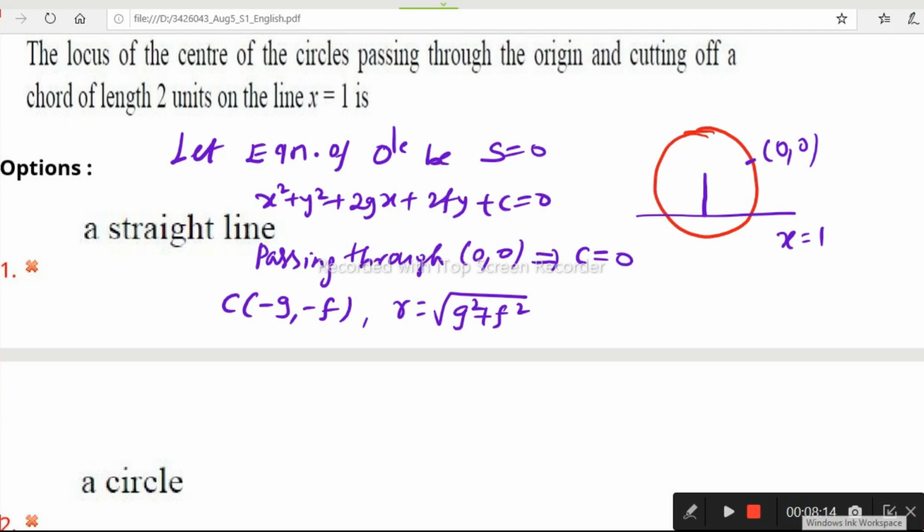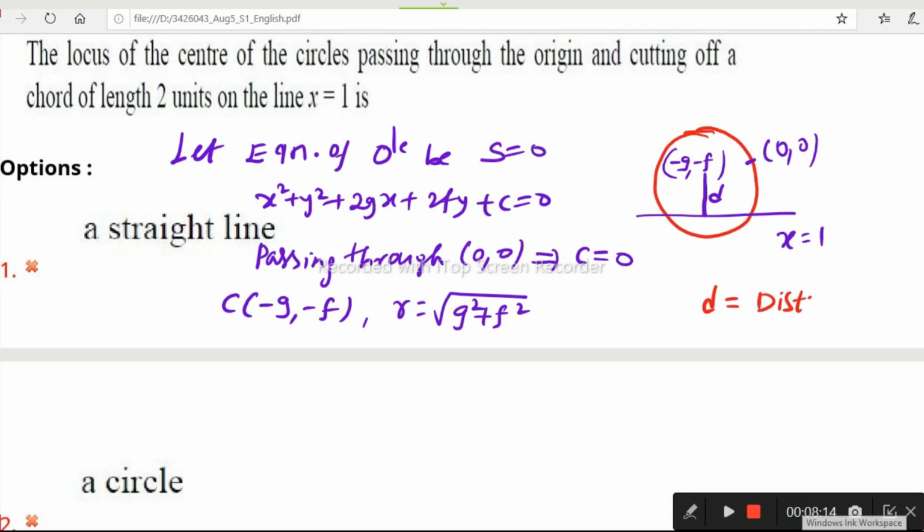What is the length of the chord formula? 2 root r square minus d square, that is given as 2 units. First, what is the d? D is nothing but the distance from the center to the line. The center is what I have taken? Minus g, minus f. We can find out the d first of all. D is the distance from the center to the line. D, not d bar.